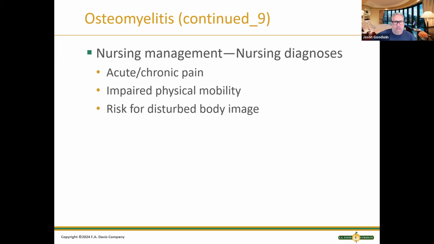So acute and chronic pain is normally associated with some sort of inflammation. And so the nursing diagnosis would be impaired physical mobility associated with pain and inflammation. Peripheral neurovascular dysfunction associated with impaired perfusion to the affected extremity, and then risk for disturbance to body image associated with chemical or skeletal changes and bone deformities.